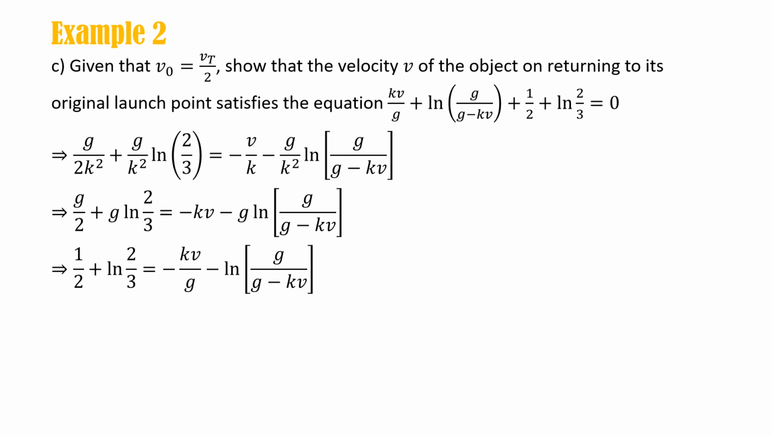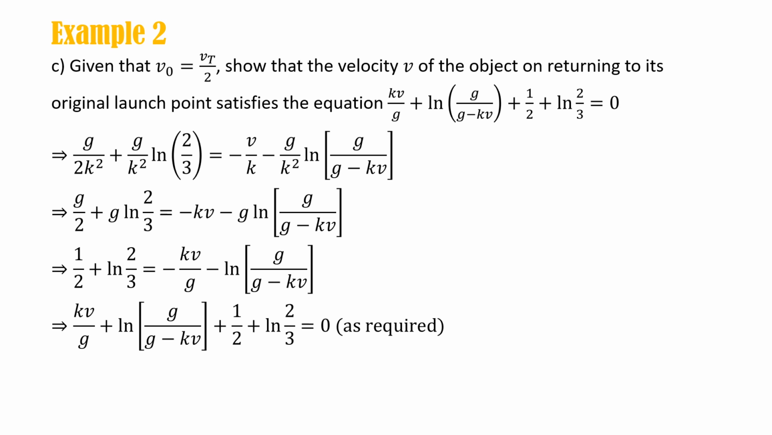Well, let's throw everything onto the left-hand side, so that my two terms on the right-hand side go from negatives to positives. And what we're going to have then is kV on g plus the natural log of g on g minus kV plus a half plus the natural log of 2/3 being equal to zero, which is what we were required to show.